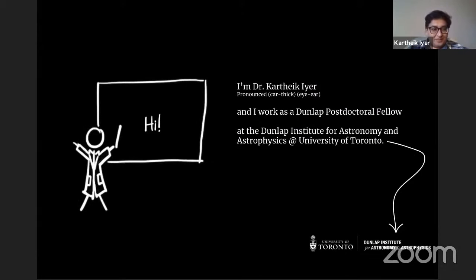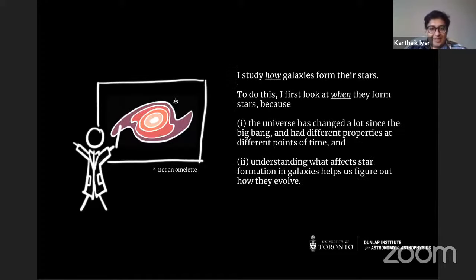Let me tell you a bit about myself. My name is Dr. Karthik Iyer, and I work as a Dunlap postdoctoral fellow at the Dunlap Institute for Astronomy and Astrophysics at U of T. A postdoctoral fellow is a position that falls somewhere between being a graduate student working on their PhD and a faculty member who's taking students of their own and doing research as part of a university environment. So being a postdoc is a sort of halfway point that gives me the benefits of both being a student and being a faculty member without a lot of the drawbacks that come with either. It's really exciting. And as a postdoctoral fellow here, I work on galaxy evolution.